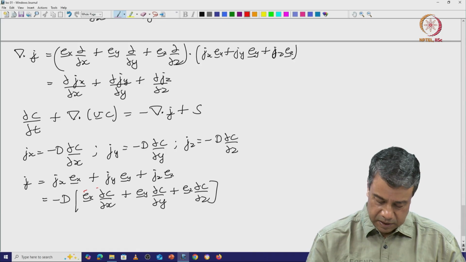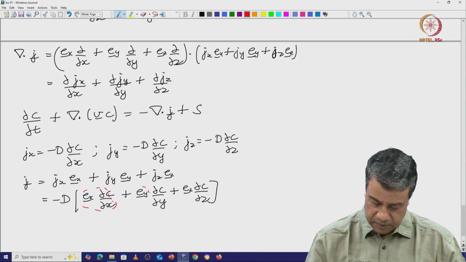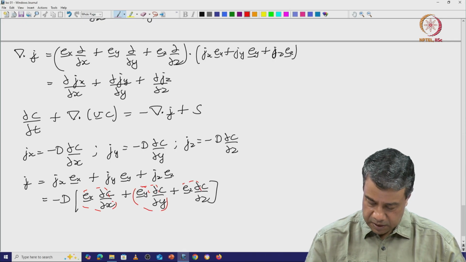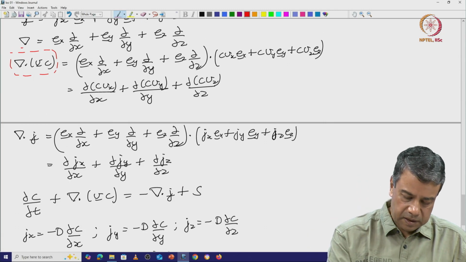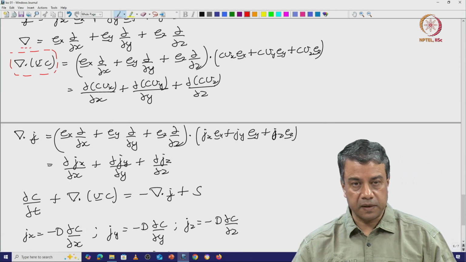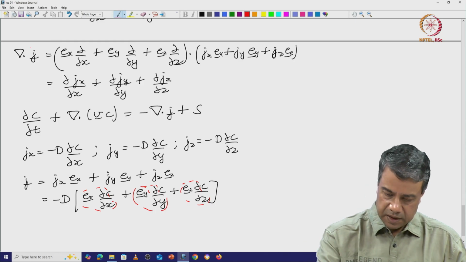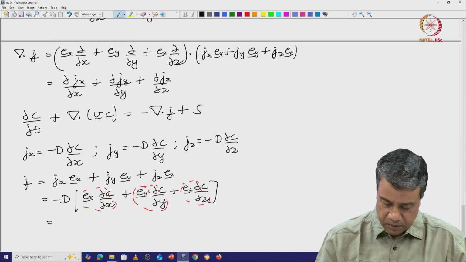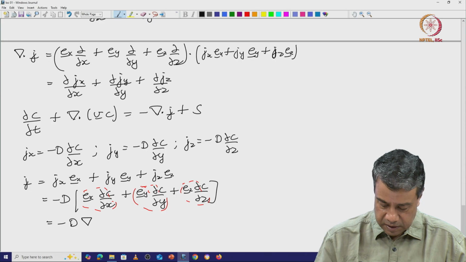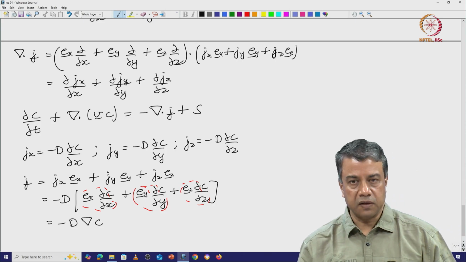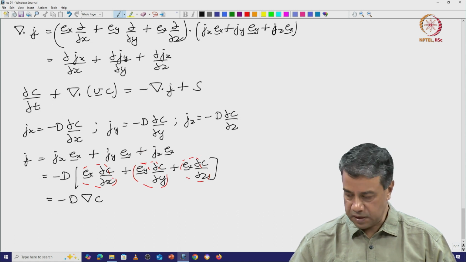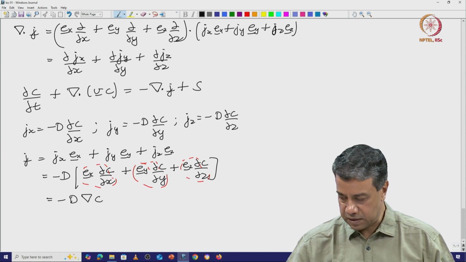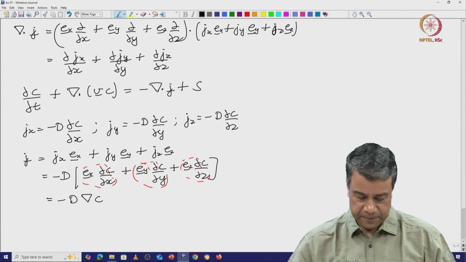Note that these Ex d by dx, Ey d by dy and Ez d by dz are just the operator that I had over here, the gradient operator. So, I can as well write this as minus d times grad of c, where grad of c is Ex dc by dx plus Ey dc by dy plus Ez dc by dz. So, that is the definition of grad c.